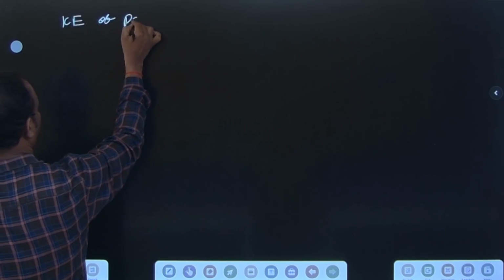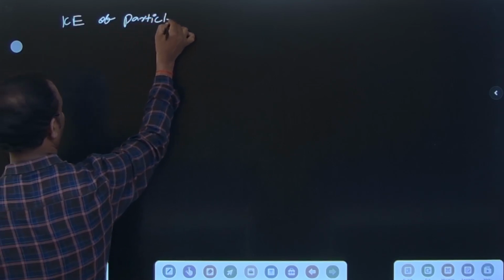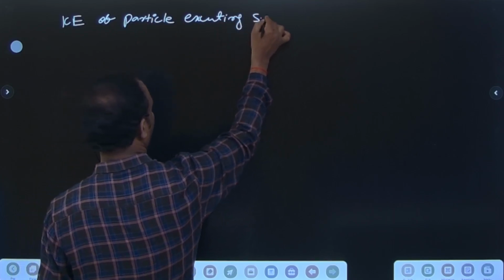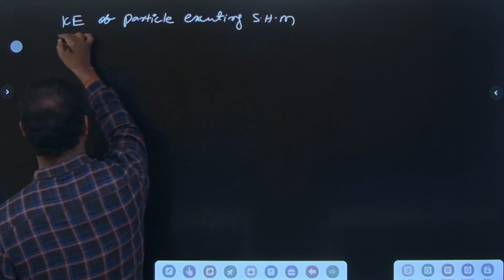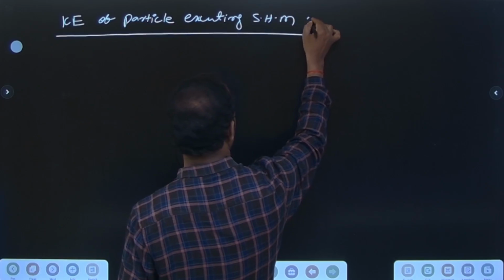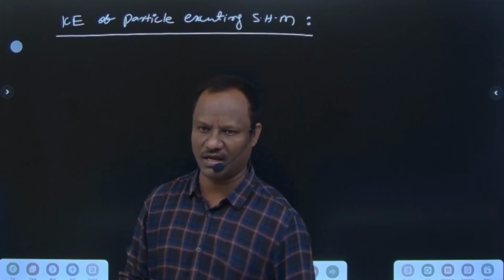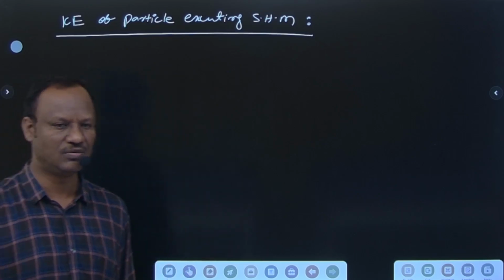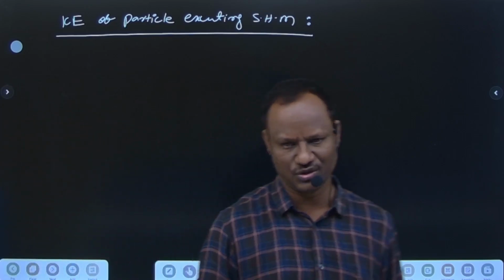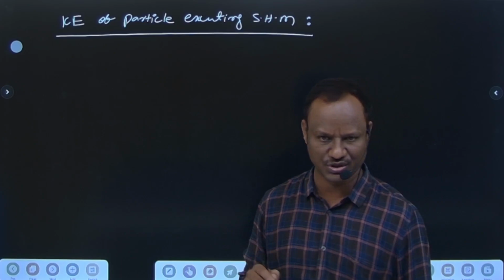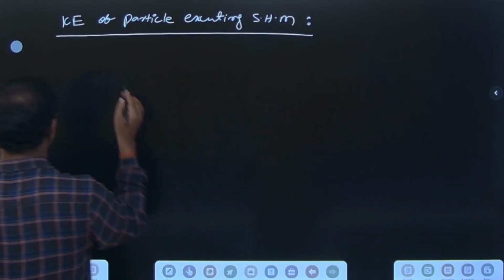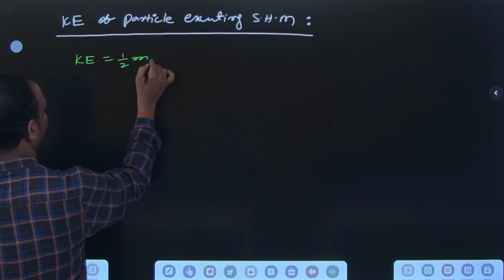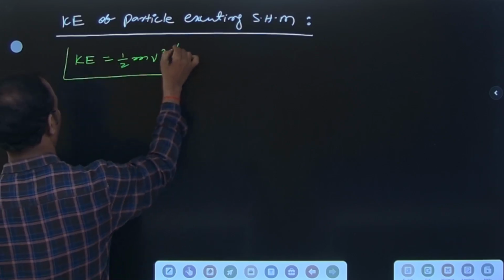of a particle executing SHM. What is the kinetic energy of a particle executing simple harmonic motion? Okay, so the kinetic energy formula. Generally, what is kinetic energy? It is the energy by virtue of its motion, correct? So kinetic energy is equal to half m v square.